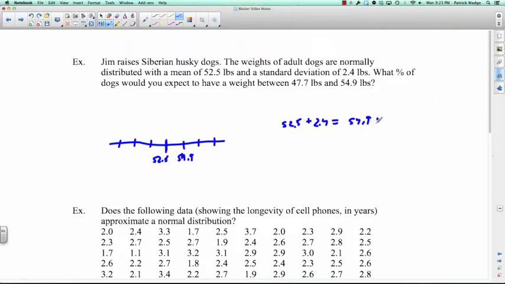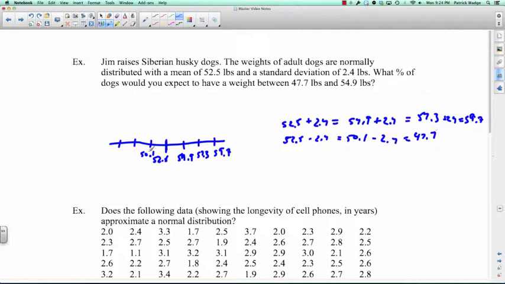To get where the next one is, you add another standard deviation. That will take you up to 57.3. That's what goes on this one. So we're squishing it in here. And if you add another 2.4, you get what this one is, and that would be 59.7. So that's what goes there. Now to get these ones, you have to subtract from the 52.5. If you take away 2.4, you get 50.1. So that's what goes here. Take away another 2.4 and you get 47.7. So that's here. And take away another 2.4 and you get 45.3. So that goes here.